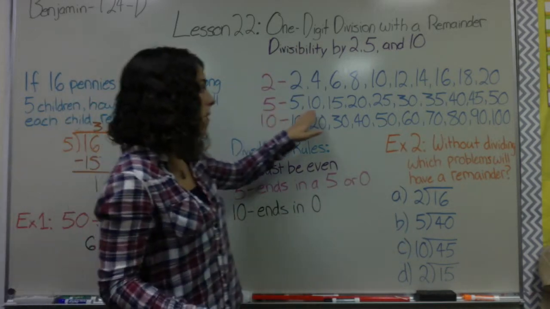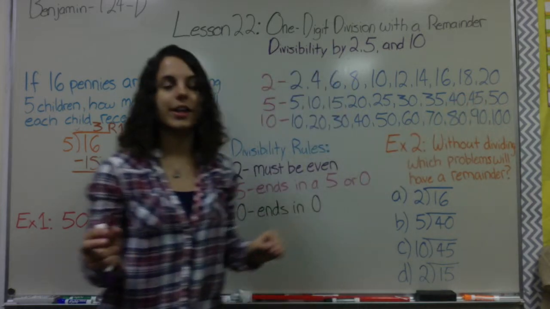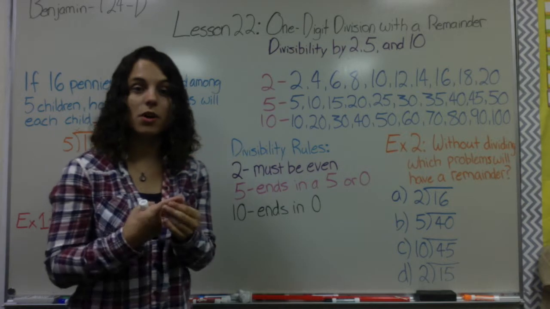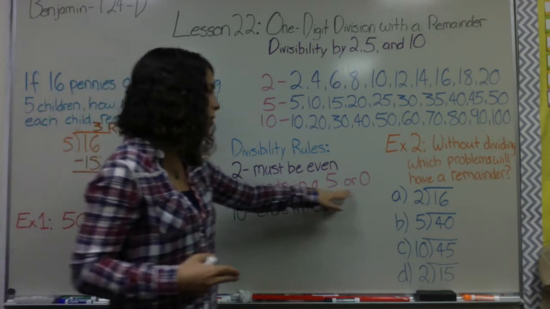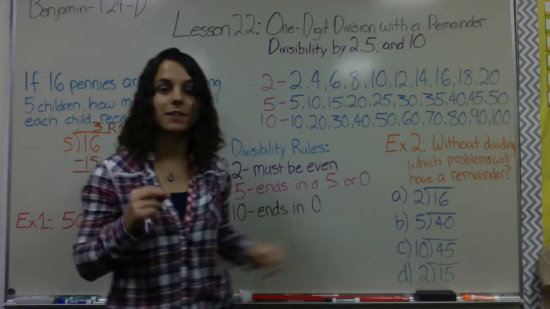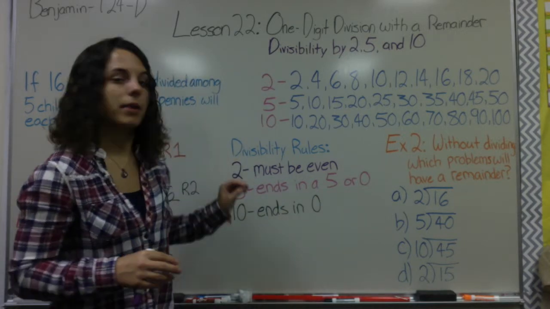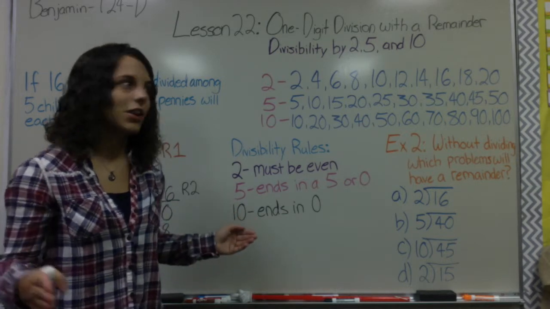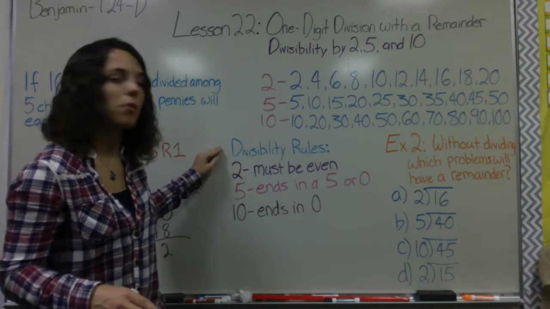Now, what all these numbers have in common is that every single one, no matter how far it goes out, will end in a 0 or it will end in a 5. So it ends in a 5 or 0. That means I can divide it evenly if any number, no matter how many digits it has in it, ends in a 5 or a 0, I can divide it by 5 and I will not have a remainder. That means it's divisible by 5.